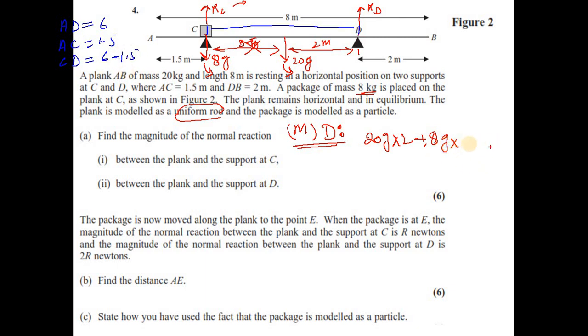So 8g times 4.5. These two are anticlockwise moments. What about the clockwise moment? The clockwise moment is due to RC. So RC times again the same distance, because the particle P and C are at the same point, so again 4.5. And clearly you can make RC the subject. If you send 4.5 underneath and use the value of g as 9.8, RC would be equal to 165.68, or you can say 166 Newton. This is RC.